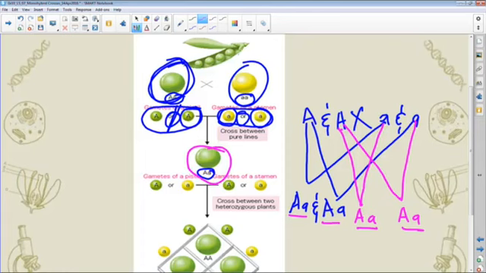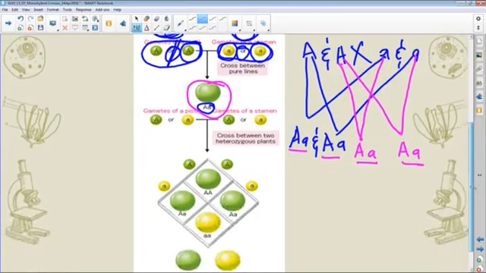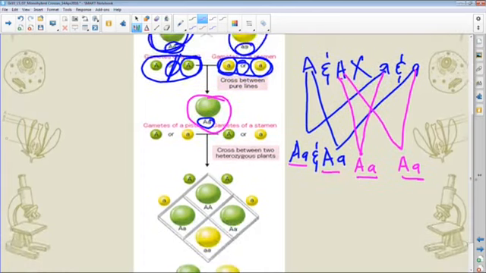And at the end, we've made these. We said that we're going to cross these together. We're going to take a big A and a small a, and we're going to cross it with a big A and a small a.